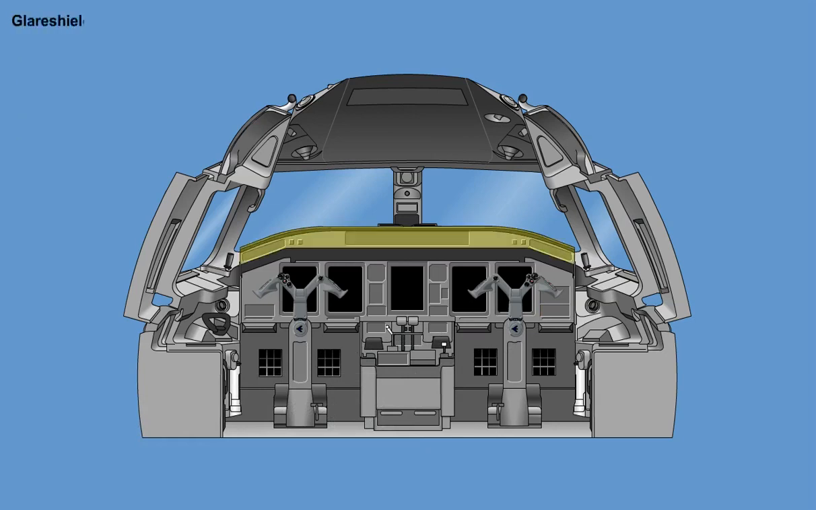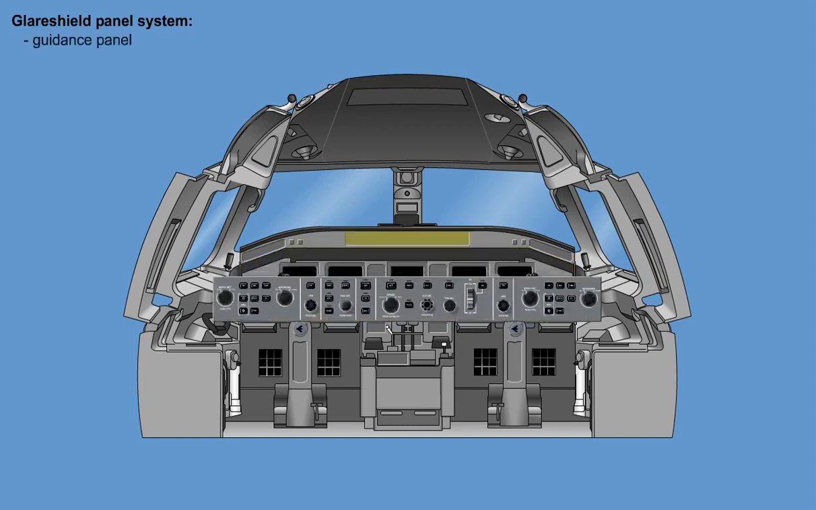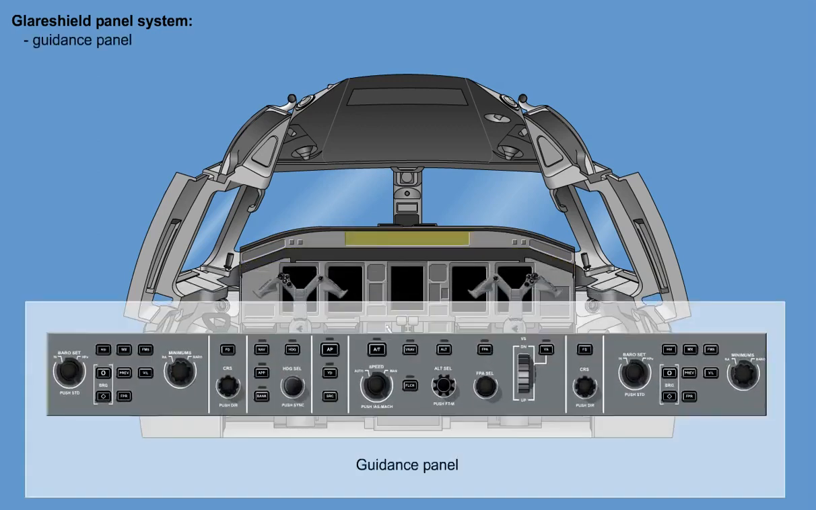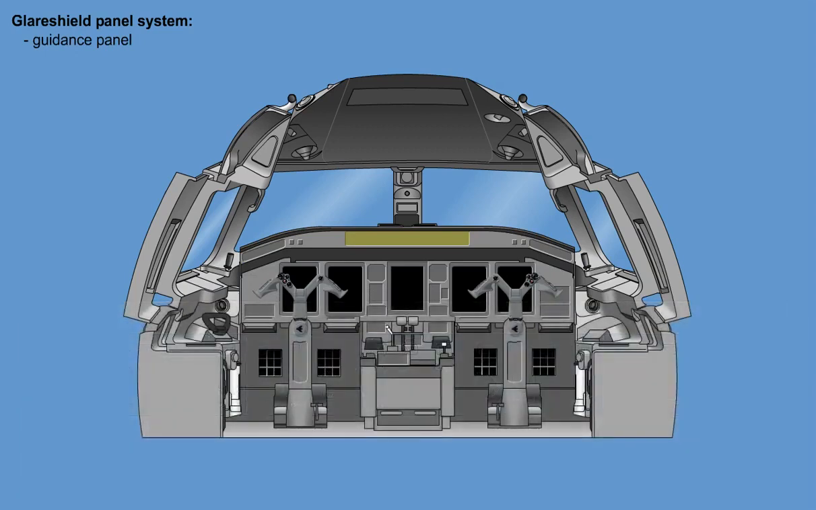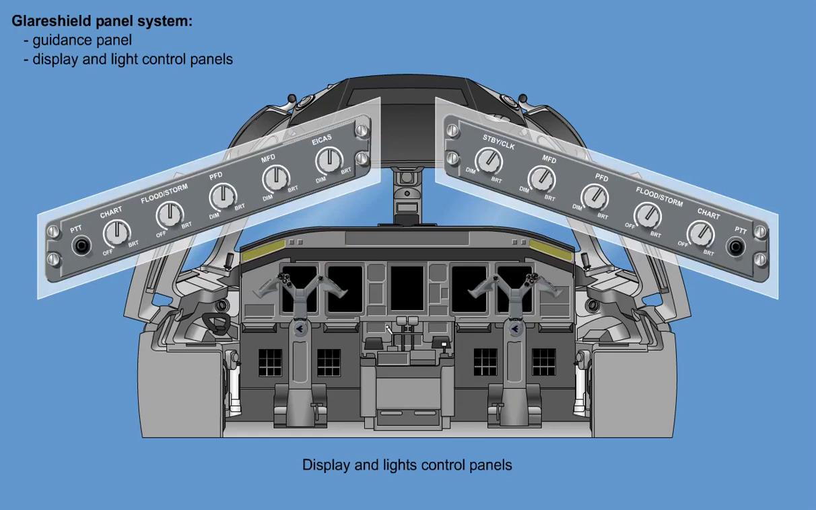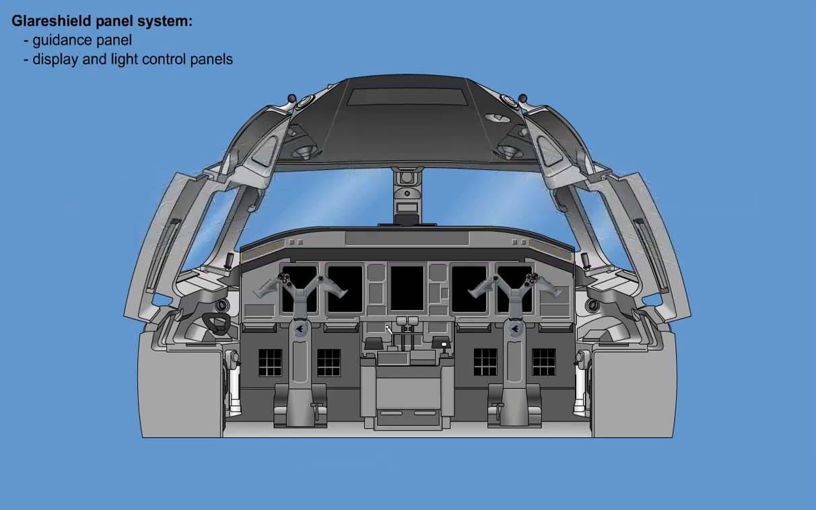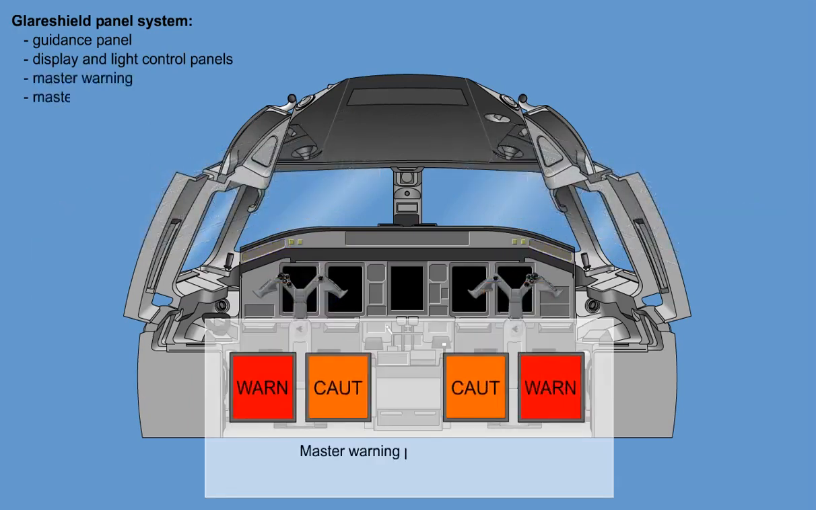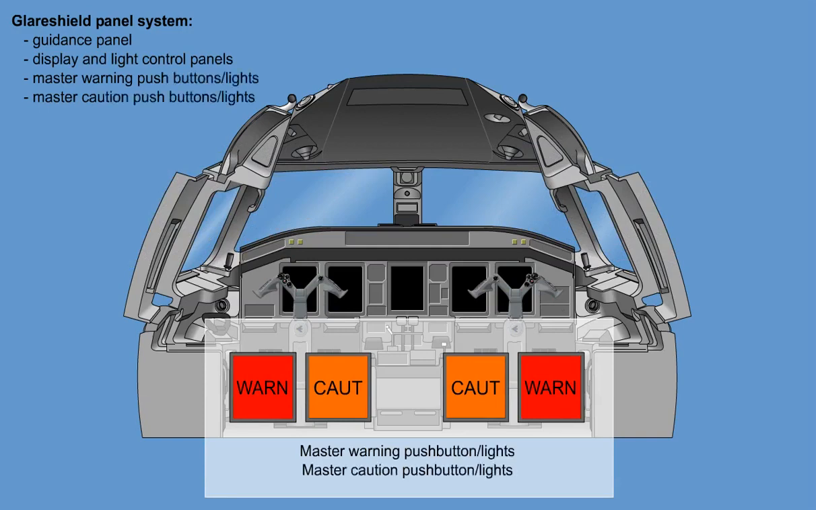The glare shield panel system provides protection against sun washout for the main instrument panel. Besides the guidance panel, the display and light control panels, the glare shield panel includes the master warning and master caution push button lights.